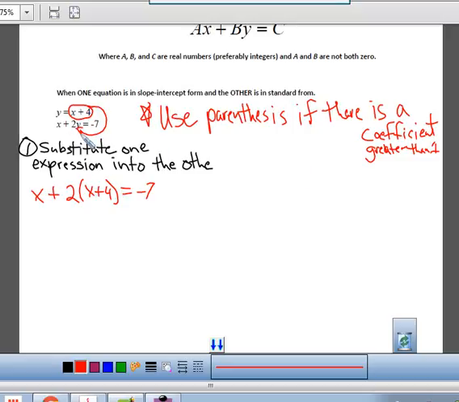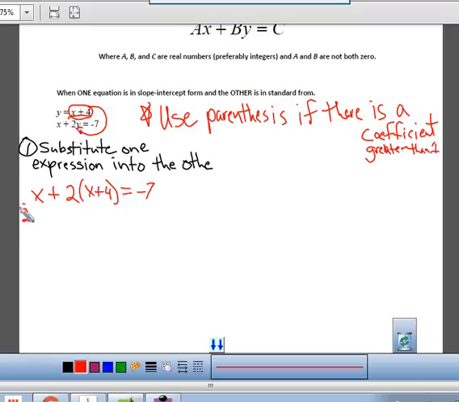If you look, we're putting x plus 4 and we're substituting it for y. Why can we do that? Because y is equal to this. This is what y is, x plus 4. There's a number in front of the y that's greater than 1. It's 2, so we use parentheses. If there is no number in front of y, then we don't need parentheses.